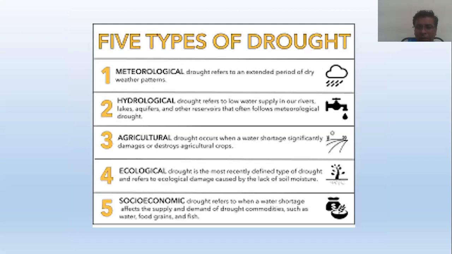So drought is mainly of five types. The first is meteorological drought, the second is hydrological drought, the third is agricultural drought, the fourth is ecological drought, and the fifth is socio-economic drought. These are the five types of droughts we generally classify. The first one is meteorological drought. Meteorological drought means the total rainfall is less than 75% of the normal rainfall.